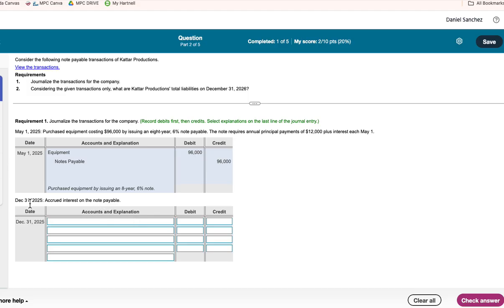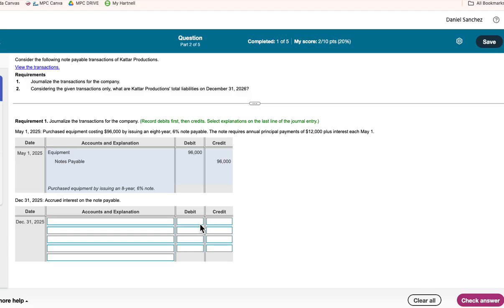Accrued interest on the notes, December 31st. This is $96,000, 6%, $12,000 annual principal payment plus interest each May 1st. So let's figure this out. So May, June, July, August, September, October, November, December. That's 7 months. I'm just going to write that down. So 7 months from that day. How much interest did we accrue?